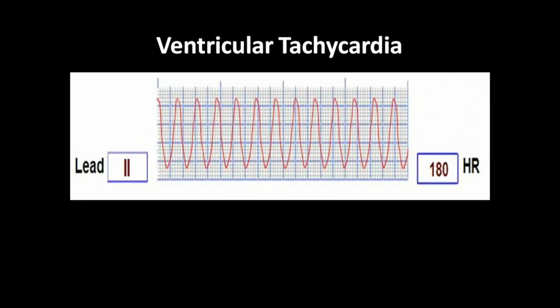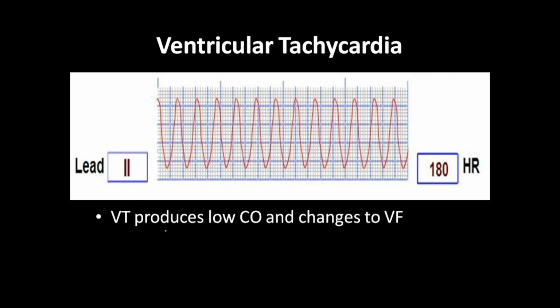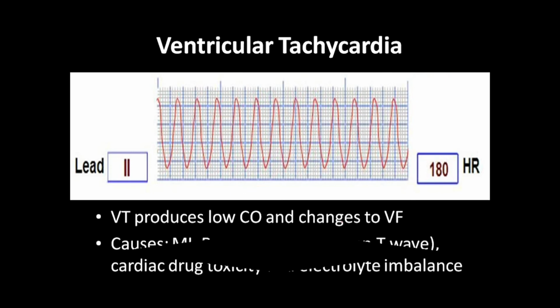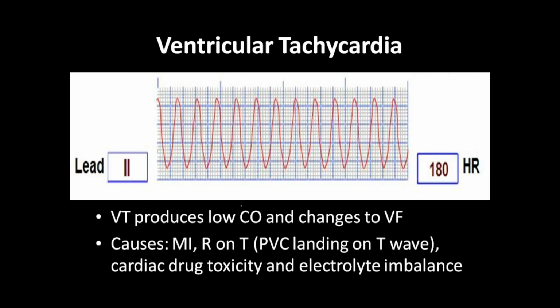Next we have VT or ventricular tachycardia. Only QRS complexes are repeatedly occurring in this kind of waves. Okay, so ventricular tachycardia produces low cardiac output and changes to ventricular fibrillation very easily. The main causes for ventricular tachycardia are myocardial infarction or the R on T phenomenon, or the PVC landing on T wave. That is another reason.